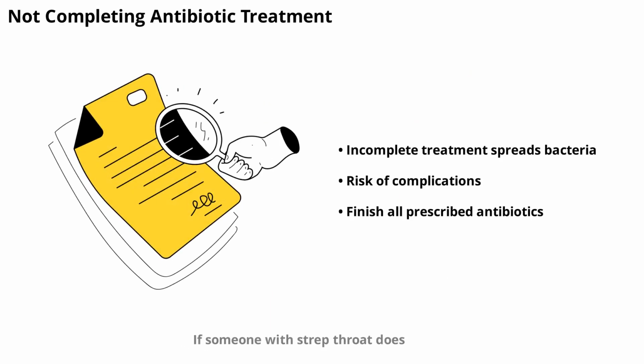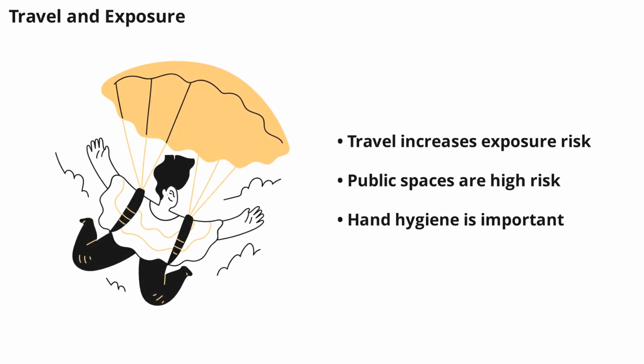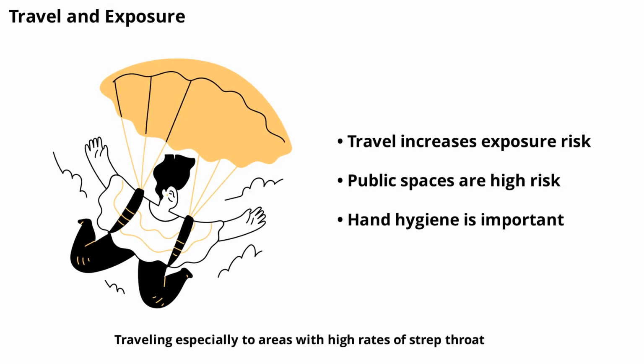If someone with strep throat does not complete their full course of antibiotics, they may remain contagious and can trigger new infections in others. Incomplete treatment can also lead to complications and antibiotic resistance. It's crucial to follow your healthcare provider's instructions and finish all prescribed medication, even if symptoms improve before the course is complete. Traveling, especially to areas with high rates of strep throat, can increase your risk of exposure.